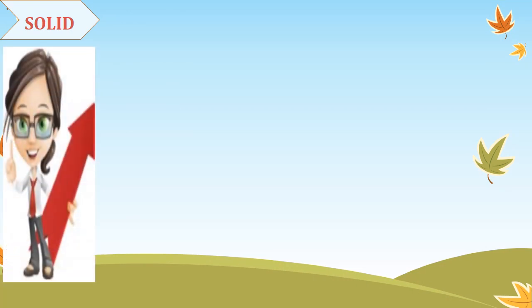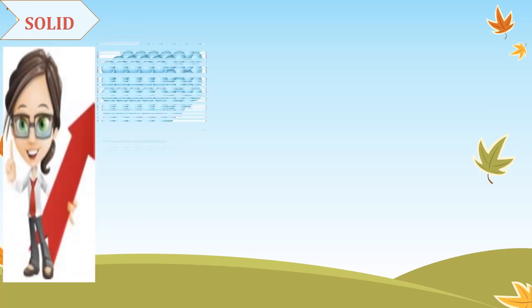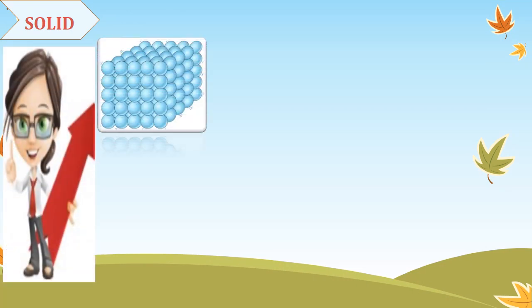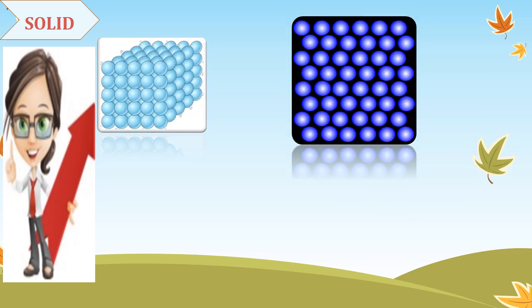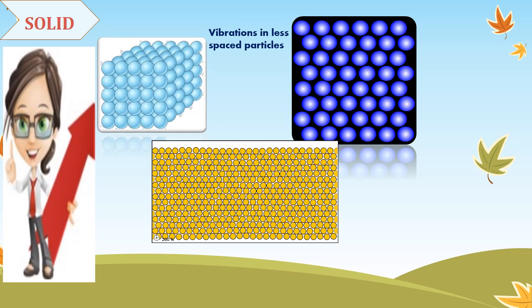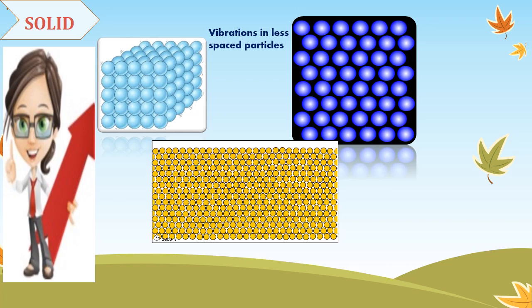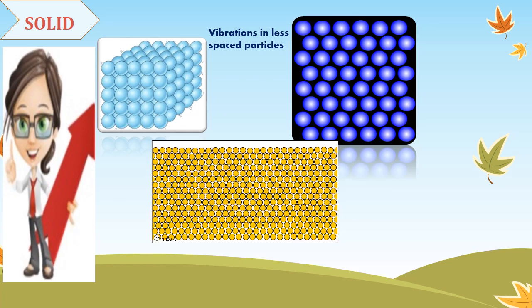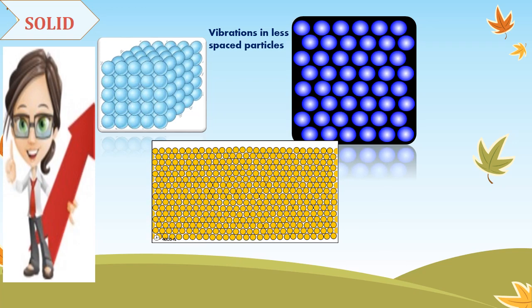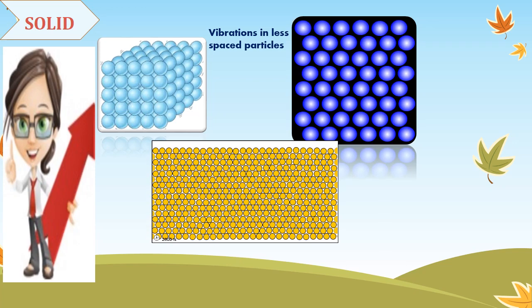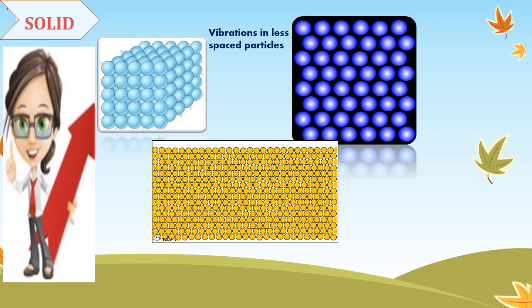Now, see, what are solids? The atoms in the solids are tightly packed. They have very less spaces between them, but still they are vibrating. Due to less spaces, the vibrating particles inside the solids don't leave their position. They just slide over each other and don't go anywhere. That's why the solids possess a definite shape and a definite volume.